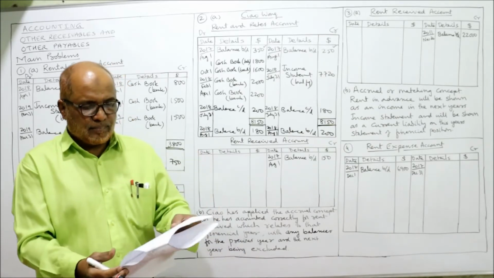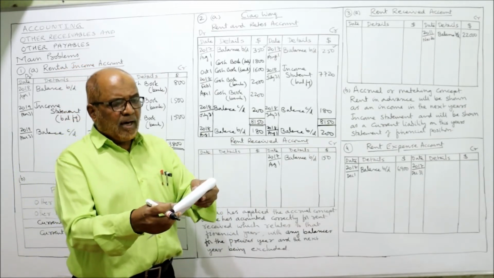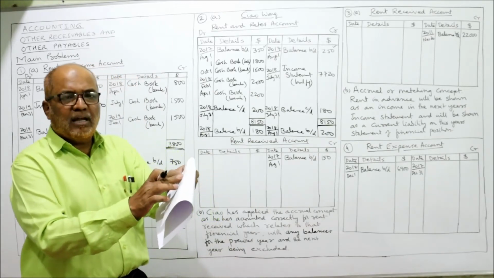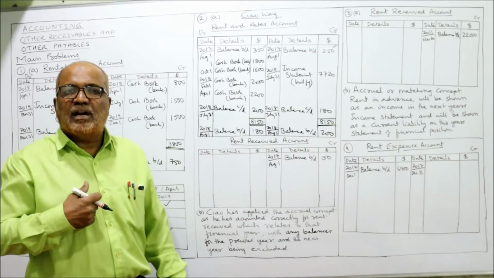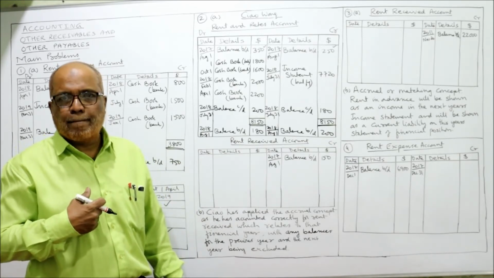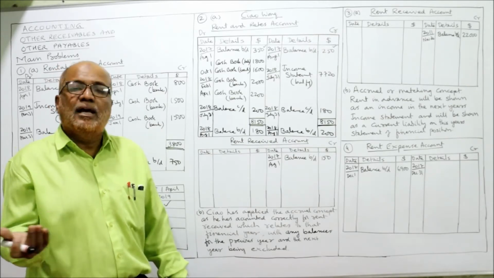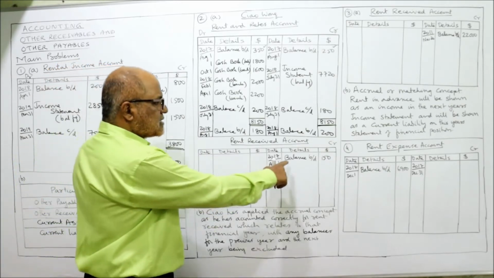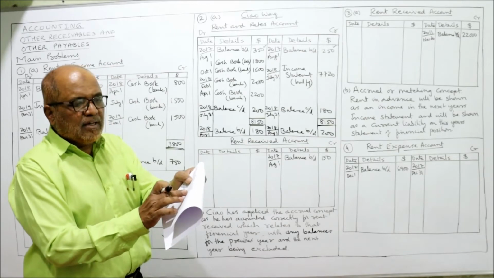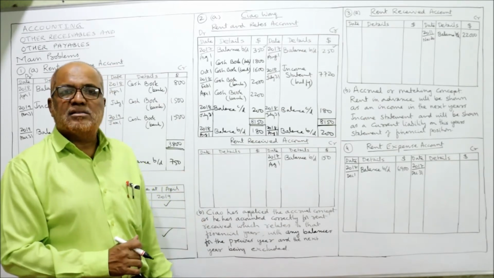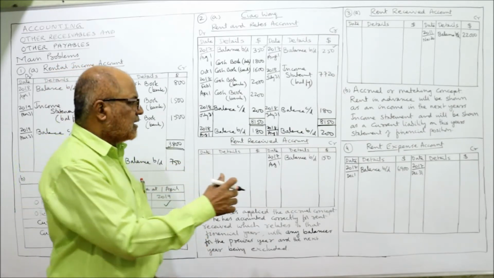Now rent received. Now we'll come to the second point. Rent received: at the beginning of the year 150 in advance. When rent is received in advance, it's a liability. Income received in advance is a liability. Liability will show credit balance. So credit side balance brought down 150. And end of the year again 200 in advance. So beginning of the year rent received in advance, end of the year also rent received in advance.